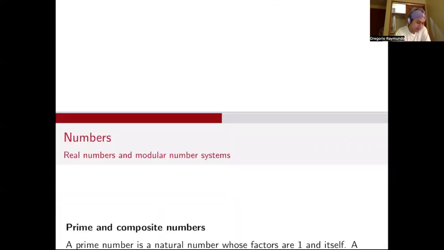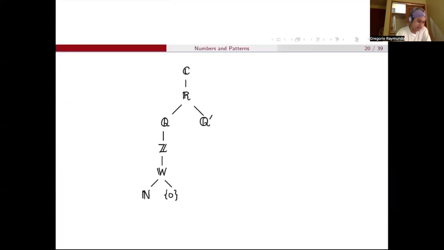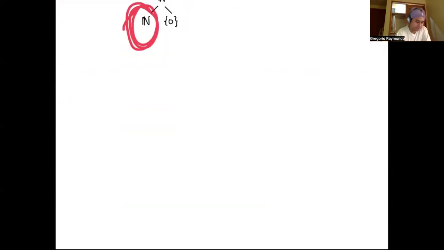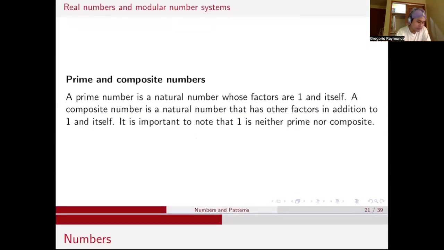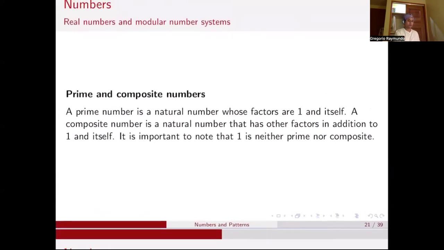Let's go back to the set of natural numbers. Okay. Balik tayo dito. So, prime and composite numbers. Ano ang prime and composite numbers? A prime number is a natural number whose factors are 1 and itself. A composite number is a natural number that has other factors aside from 1 and itself. It is important to note that 1 is neither prime nor composite. Okay?